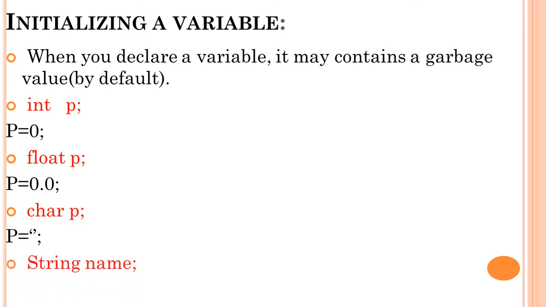Next, string name. What does string name mean? It is nothing but a word, a letter, or a sentence. By default, it will take empty. A string and a character will take empty. The integer and float will take 0 or 0.0, like that. Character and string will take empty space as the default value.